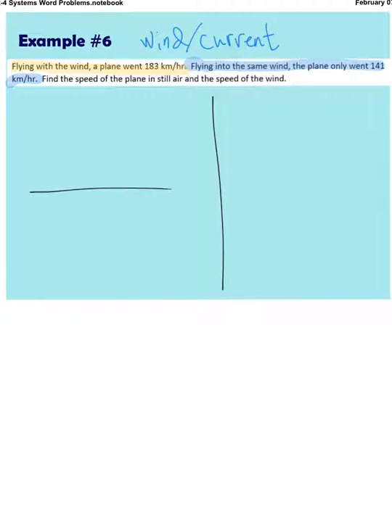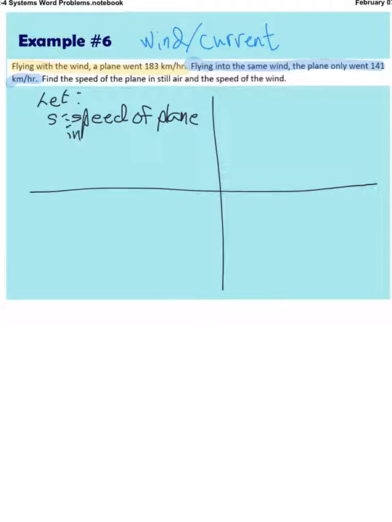So here we go. What I don't know is, let S equal speed of plane in still air. And then we're going to let W equal speed of wind. All right, so let's use this first highlighted sentence.